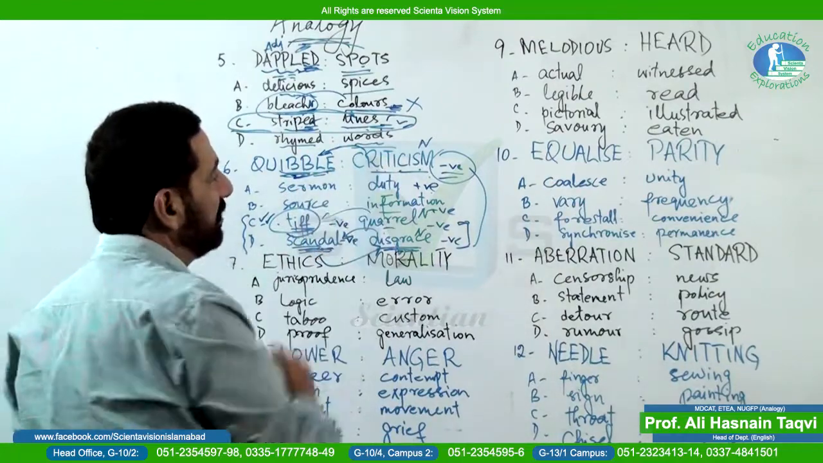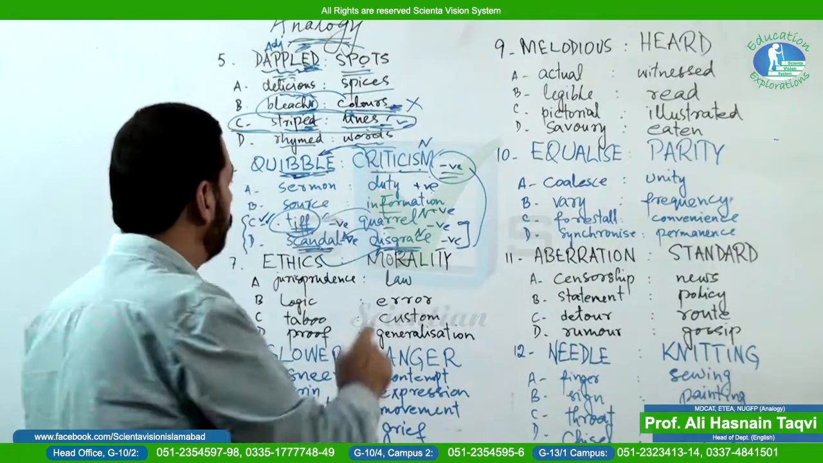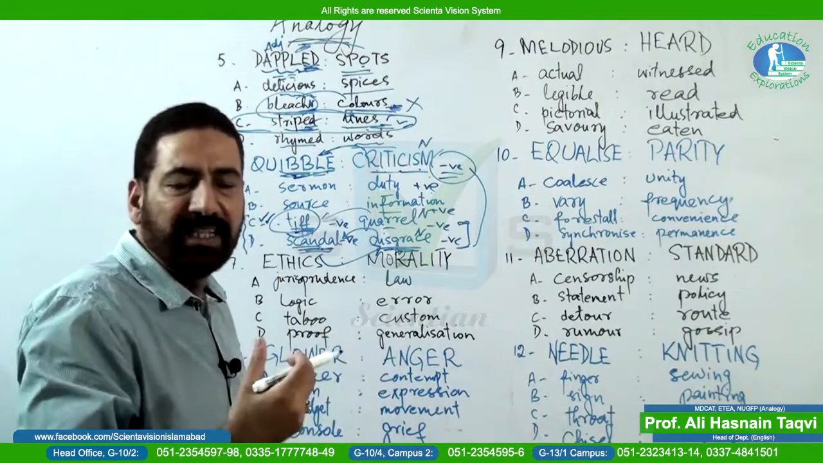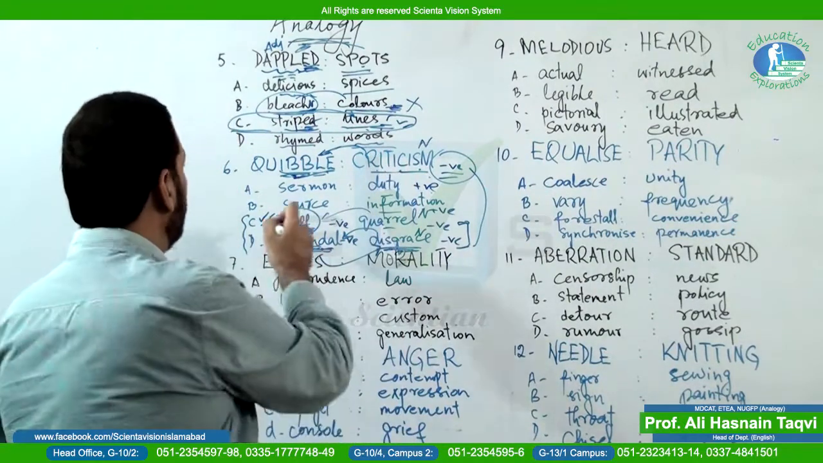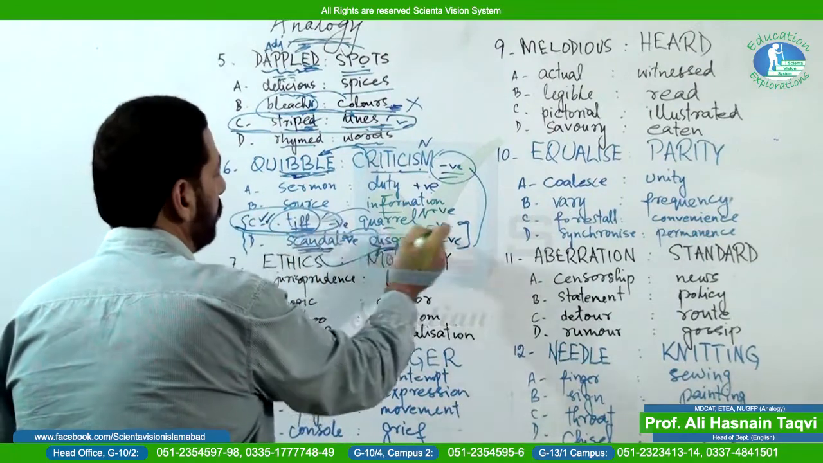Quibble is less intense than criticism. Tiff is less intense than quarrel. So lighter quarrel, lighter criticism. This was our correct option.